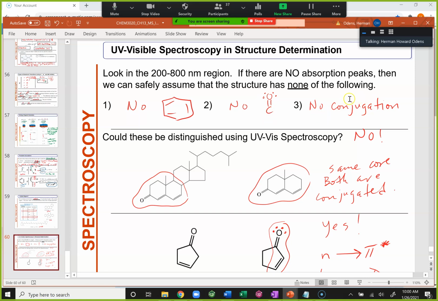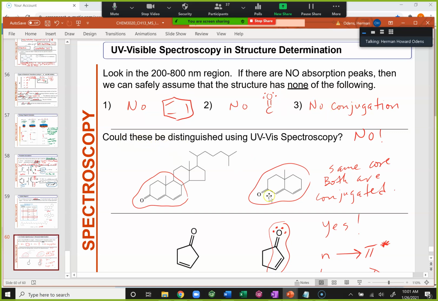So if you're running a UV and you don't see any absorption, you can assume that the molecule you're running doesn't have a benzene ring, carbonyl, or conjugation.